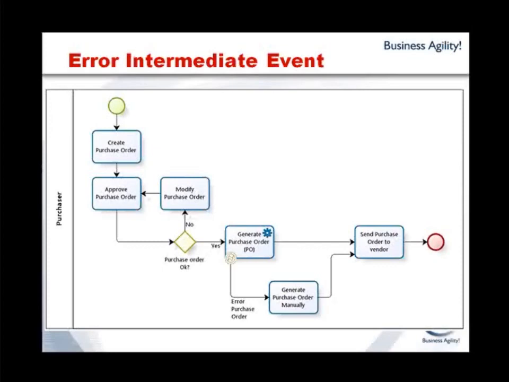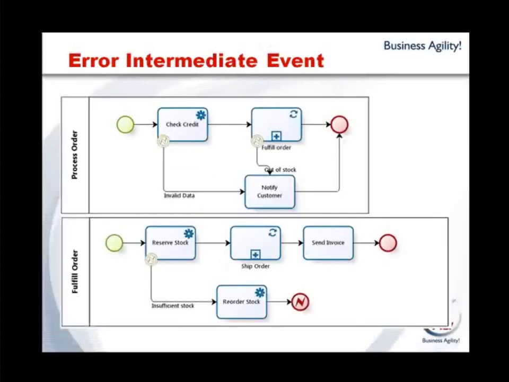If the error intermediate event appears on the boundary of a sub-process, the error can be thrown from within the sub-process as an error end event. In this example, we can see an error intermediate event on the boundary of the sub-process.